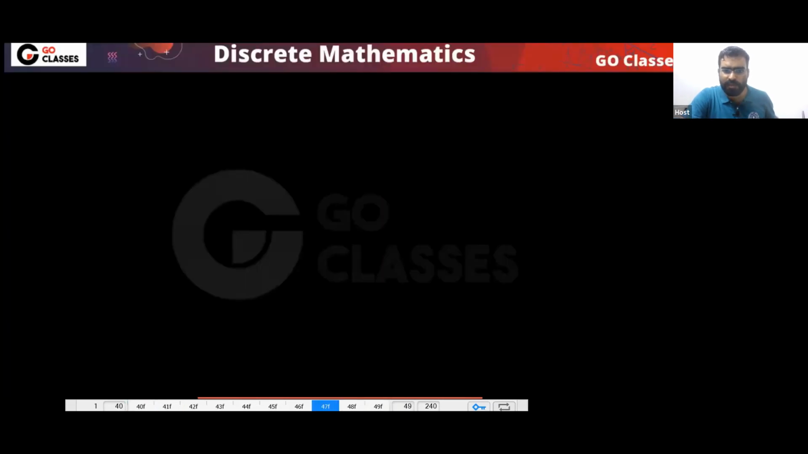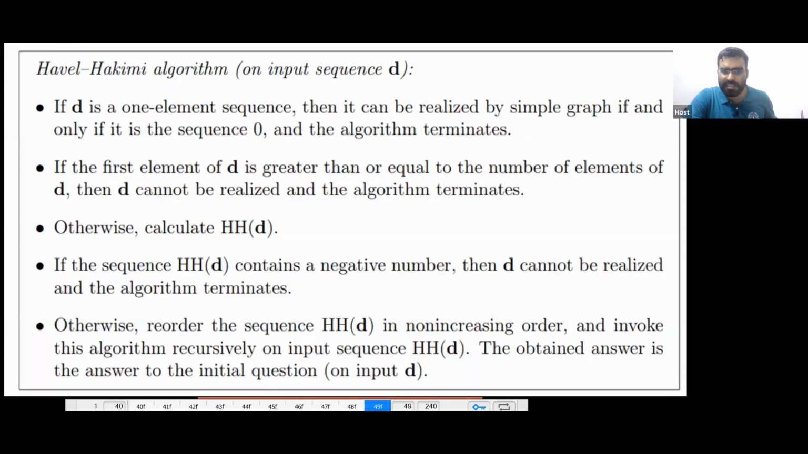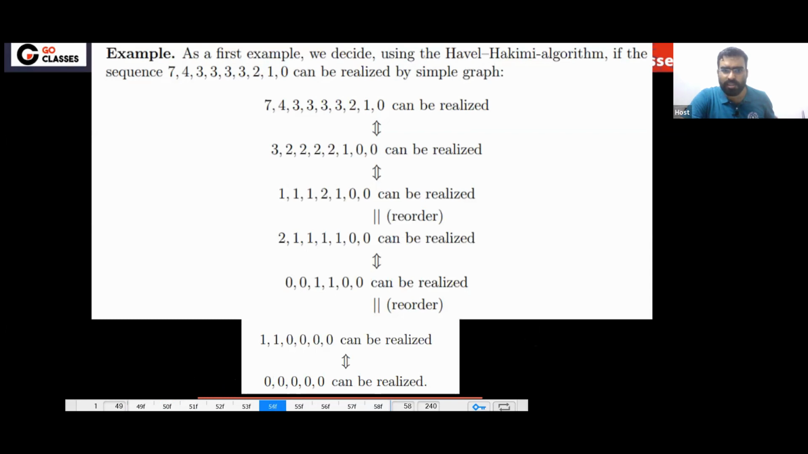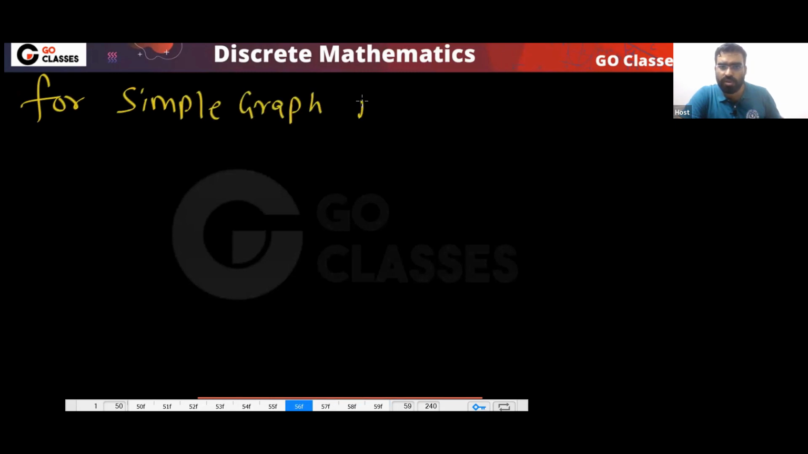So the algorithm is very simple. But let me give you some tips and tricks. Before applying this algorithm, there are a few things you can check. For simple graph realization, if I ask you whether a simple graph exists or not, a few things you can check before applying this algorithm.